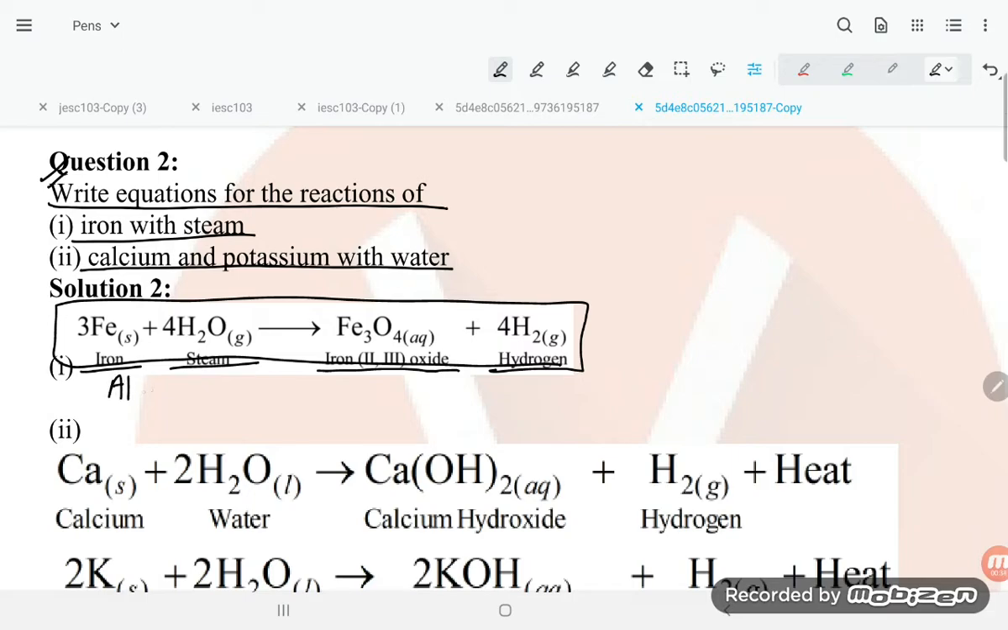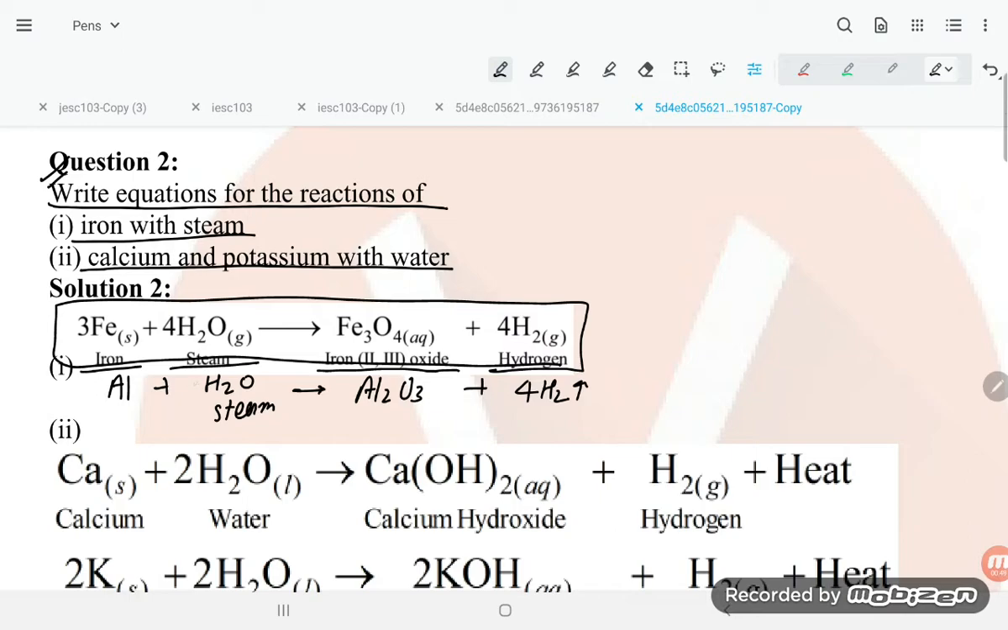Similarly, aluminum also reacts with the steam, students. It also reacts, and it gives Al2O3, plus it will give hydrogen gas, dear students. Right? You can balance it out.